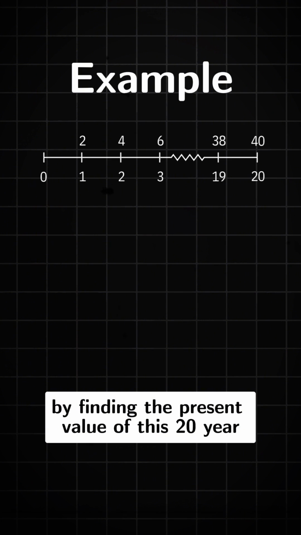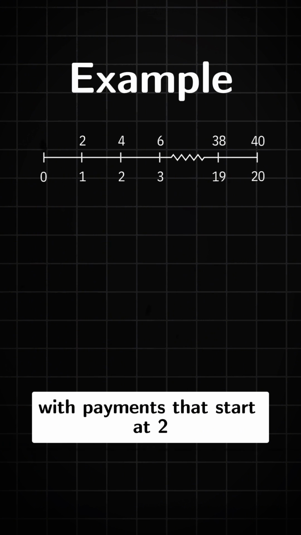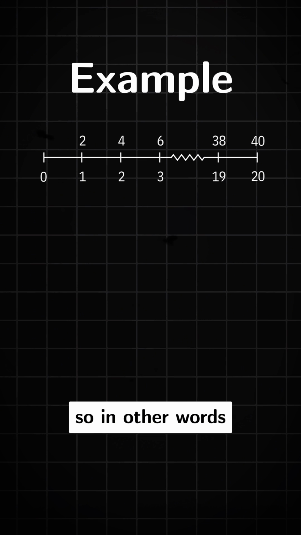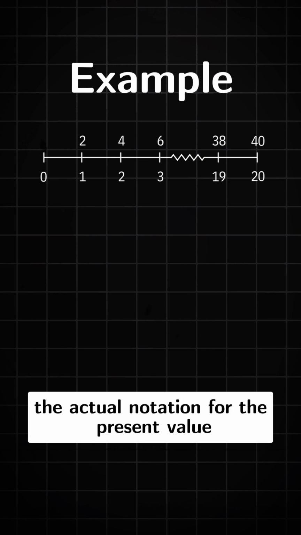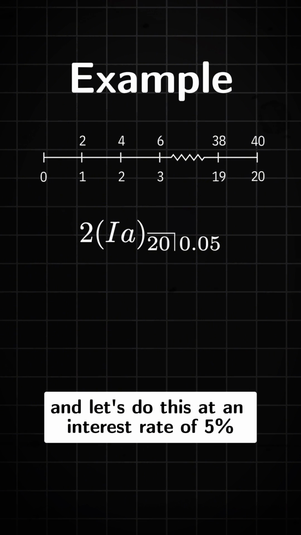Let's see this in action by finding the present value of this 20-year increasing annuity immediate with payments that start at 2 and increase by 2 each time. So in other words, the actuarial notation for the present value of this annuity is 2 times (Ia)_angle 20, and let's do this at an interest rate of 5%.